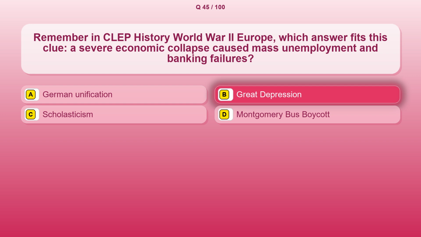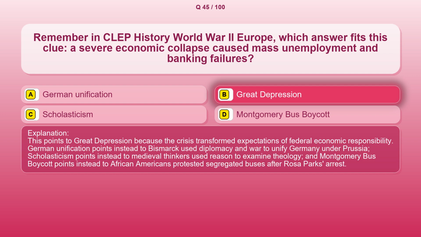The correct answer is option B, Great Depression. This points to Great Depression because the crisis transformed expectations of federal economic responsibility. German unification points instead to Bismarck used diplomacy and war to unify Germany under Prussia. Scholasticism points instead to medieval thinkers used reason to examine theology, and Montgomery bus boycott points instead to African Americans protested segregated buses after Rosa Parks' arrest.